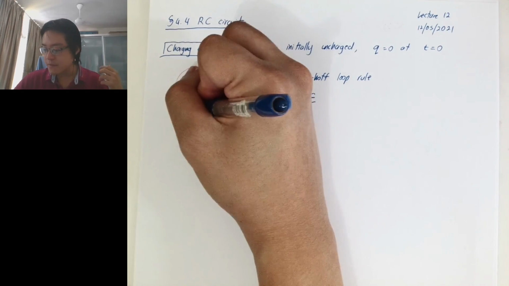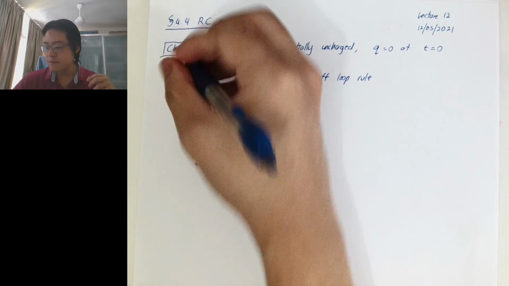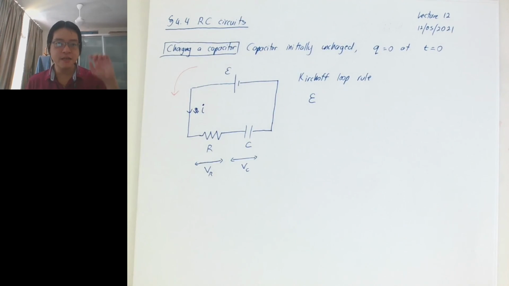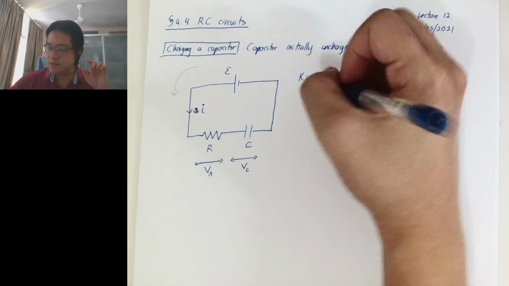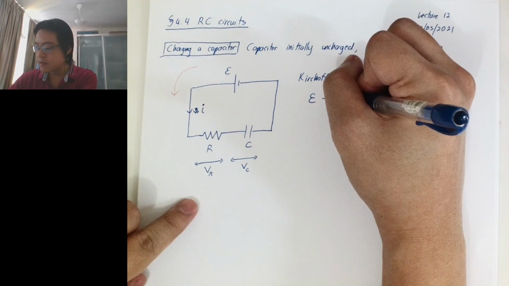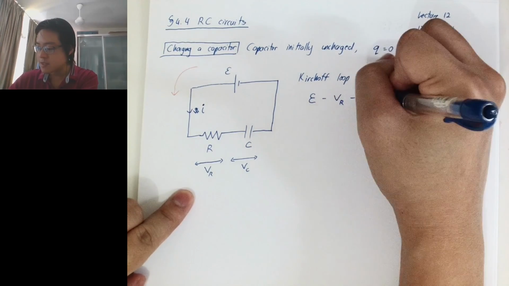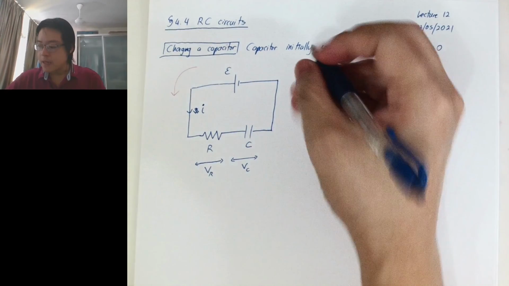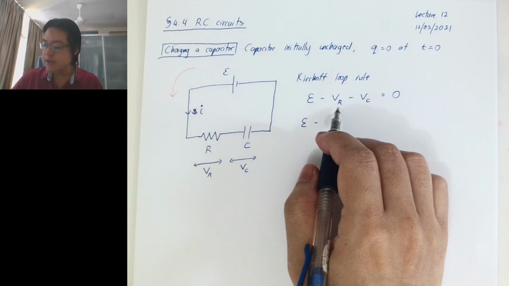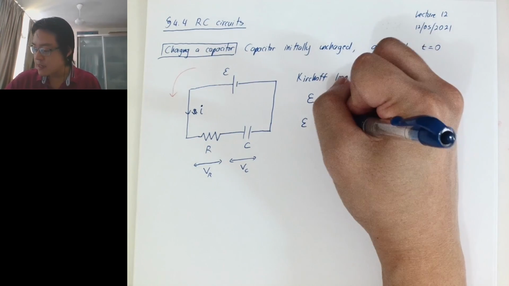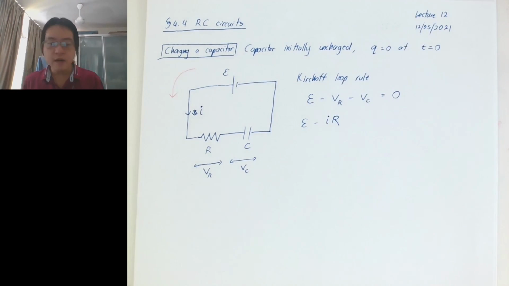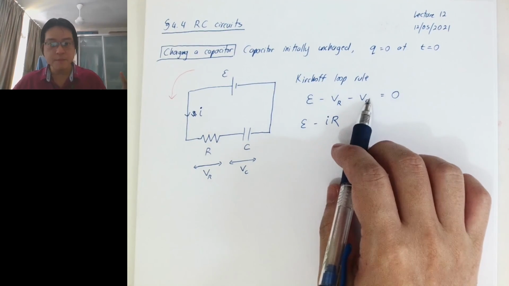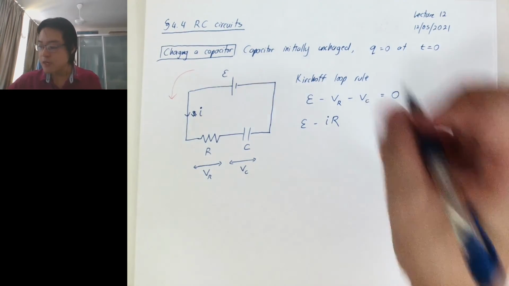So the current, we will take the current to be flowing this way. I will use the little i to represent current because the current is not constant. Okay, so E minus the potential difference across the resistor minus the potential difference across the capacitor should become 0. And the EMF is equal to, well, VR, right? So VR is, by Ohm's law, iR. And then the potential difference for the capacitor is the formula Q over C, right?